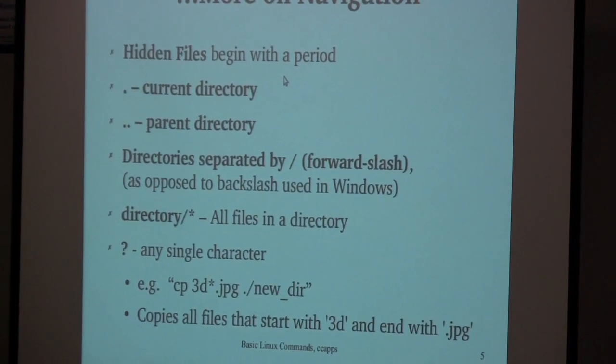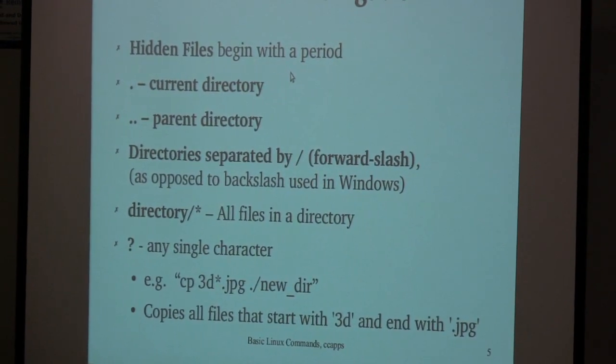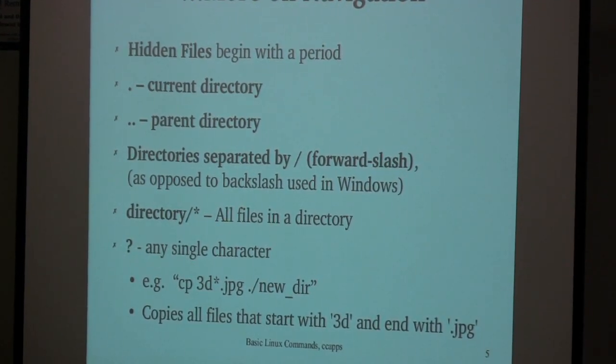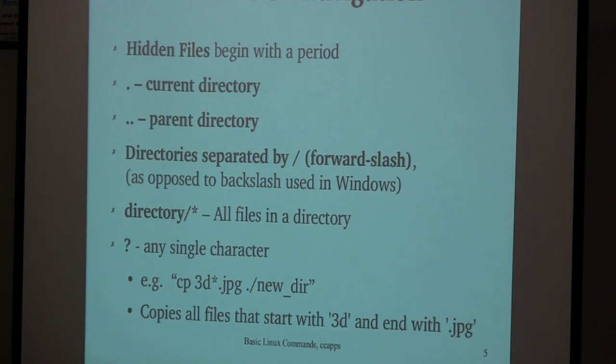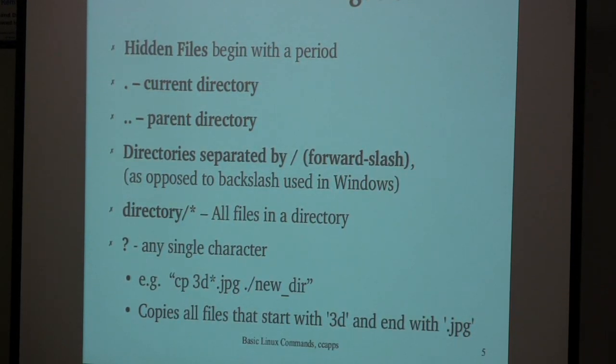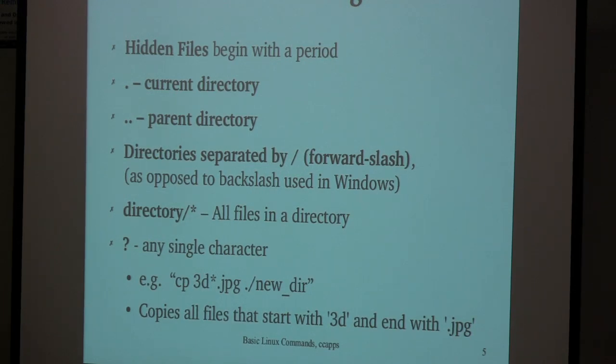So the dot just refers to the current directory you're in, and dot dot refers to the parent directory up one level. And you can refer to all the files in a directory by using the star. So for example, if I wanted to copy all the photos in some directory that started with 3D, I could do cp 3d star .jpg, and then it would just copy all the files that started with 3D.